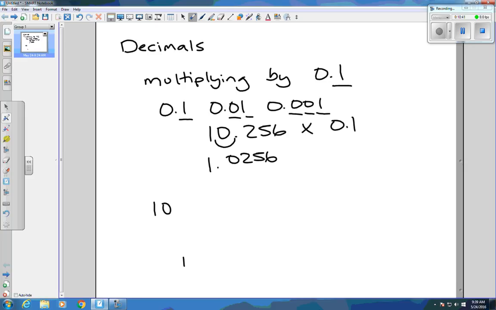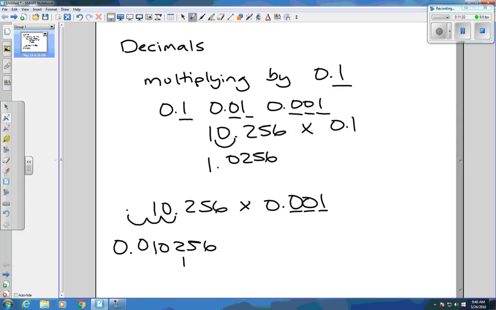So let's do 10.256 times 1,000th. Okay, if we want to do the rule of moving our decimal point to the left, remember we move it to the left, all the numbers past the decimal point, that's 1, 2, 3 numbers, okay? So you take your decimal point, you go 1, 2, 3, and that's where you put your new decimal point. So when we're looking at this new number, make sure you always put a 0 before your decimal point. It's 0.010256, okay? That's your answer.